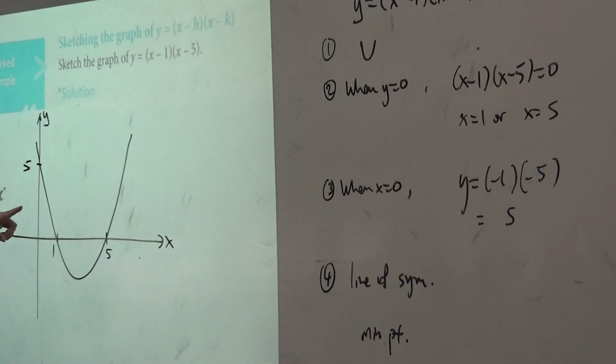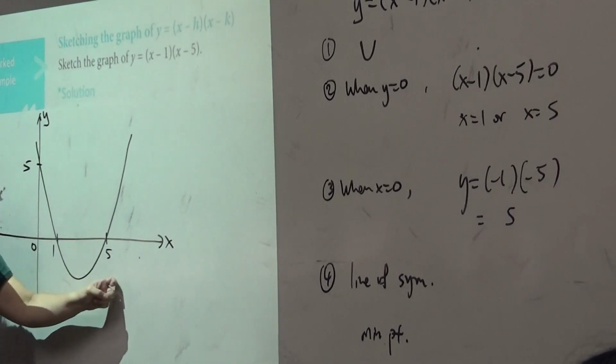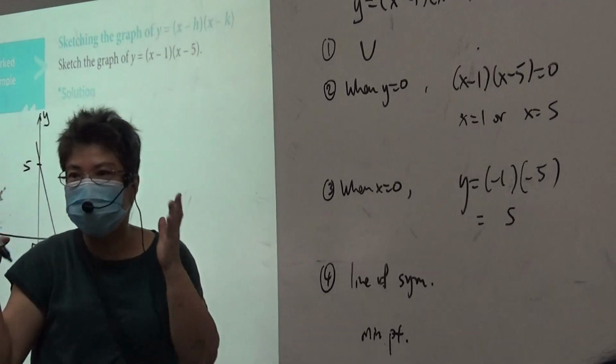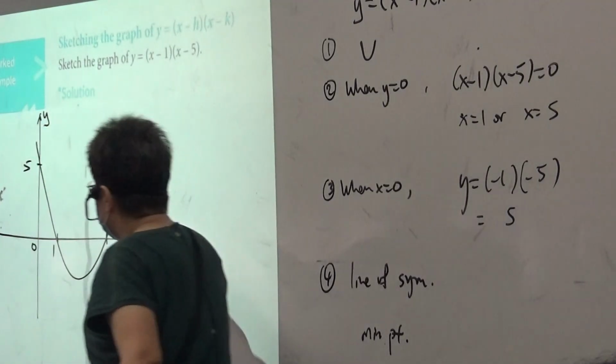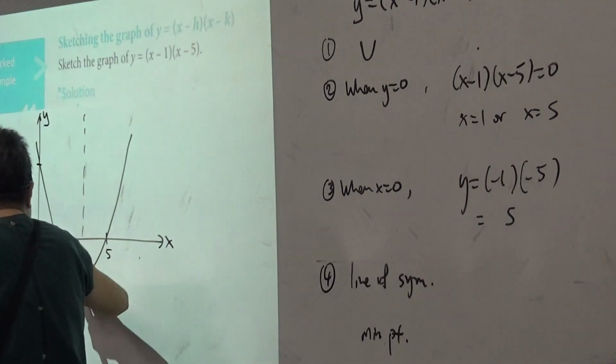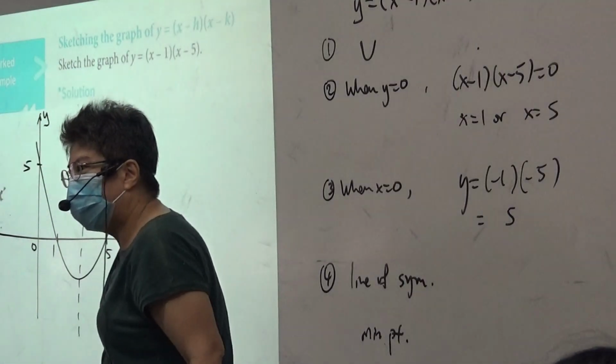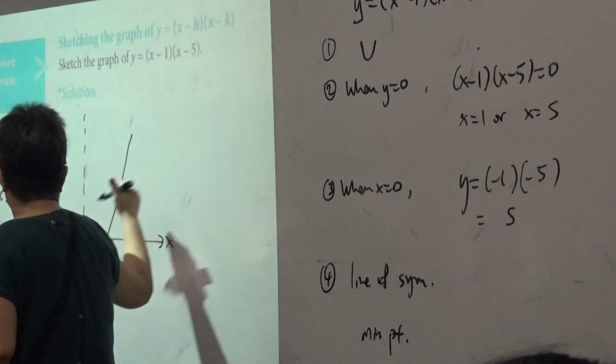Okay, what's the y-intercept here? Also 5, right? Can you see when x is 0? This is when x is 0. Correct? So, what must you have? You must have the y-intercept, the x-intercepts. Now, where to get the line of symmetry? Line of symmetry will pass through here, right? Yes. The minimum point.